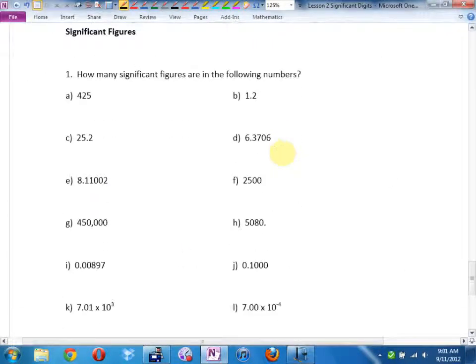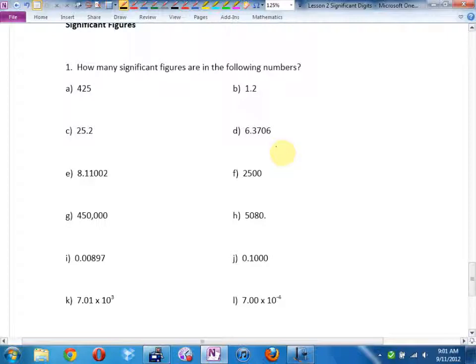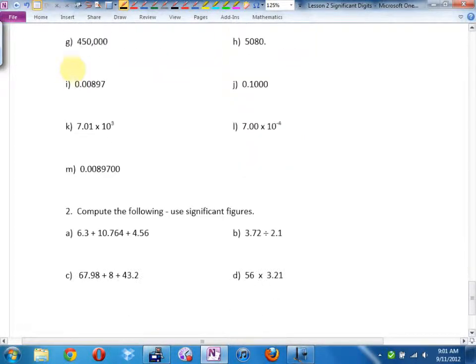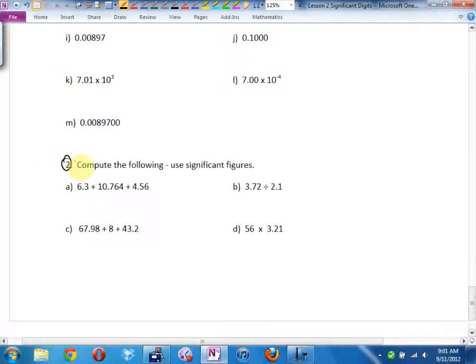Turn the page. Homework assignment number 1, number 2, and then once you've circled both of those, put your pencils down for a second.